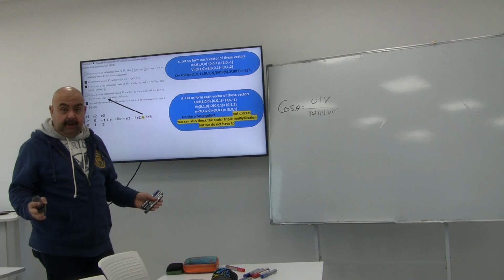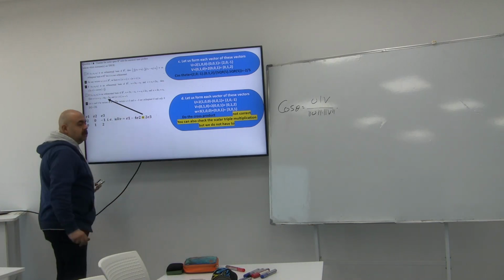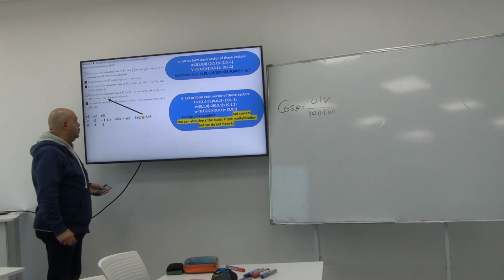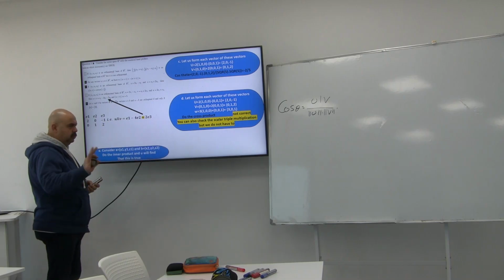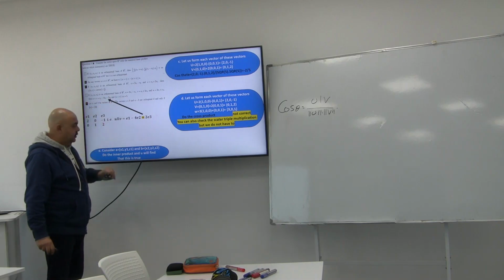But also, if you complete it for the triple multiplication, U cross V dot W, the result is not going to be correct. So you don't have to complete it. Number E, even if it was correct, still the whole statement is not going to be correct, so it's done.